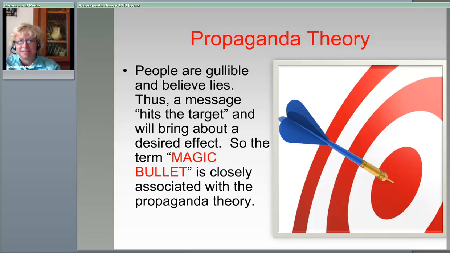So buckle your seatbelts. Here we go. Now, the propaganda theory goes really well hand in glove with what's called the magic bullet theory. Theorists have asserted that people are simply gullible and people believe lies. Now, let's stop on that for just a minute. I think there is some truth to that.